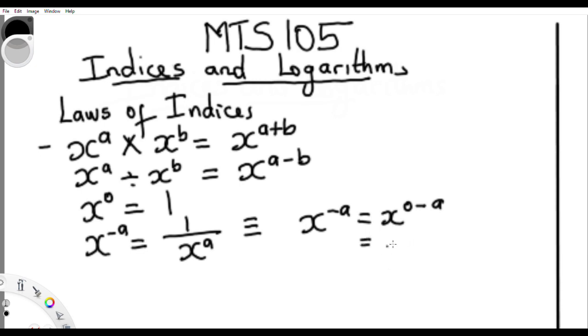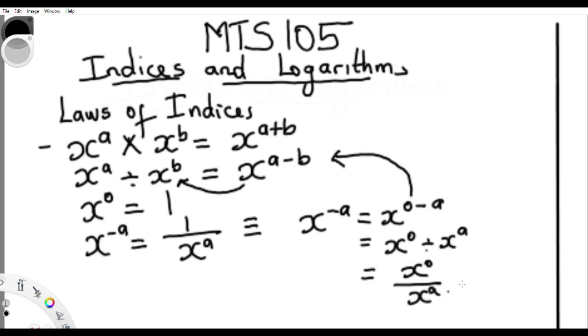And we can also say that since it is 0 minus a, we can refer back to the second law, then take this back to the original form, which can be written as x raised to the power of 0 divided by x raised to the power of a. Then x raised to the power of 0 is what? 1 all over x raised to the power of a. Okay, that is just by the way.